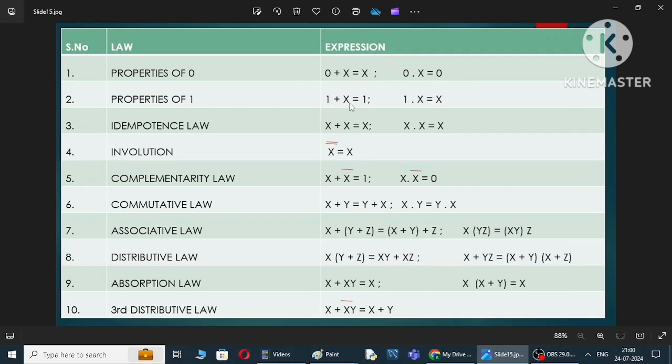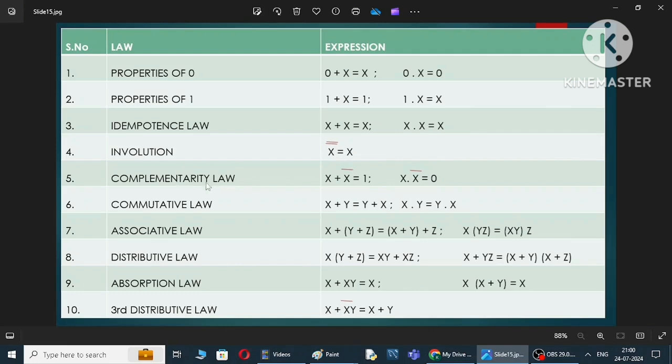Property of 1 plus x is equal to 1. Whether x is 0 or 1, output will be 1. 1 multiplied by x will be x. Because if x is 0, answer will be 0. Then, idempotence law states that x plus x equal to x. X dot x equal to x. Involution law states that x complement of complement is x itself. It is like minus of minus, which is plus. So x double bar is x again.